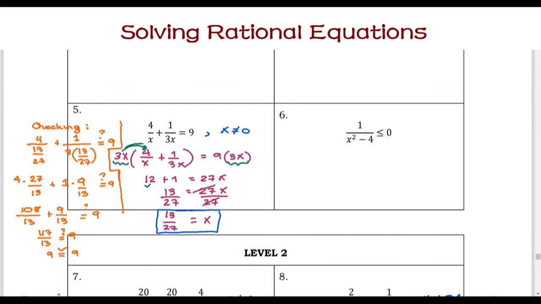Okay? Ilalagay ulit dito, i-distribute. Okay, magka-cancel ang 3x, you're going to get 1. Sa other side naman, 9 times 3x, you will get 27x. Okay? You do the math. Okay? Tapos, nandito rin yung checking.